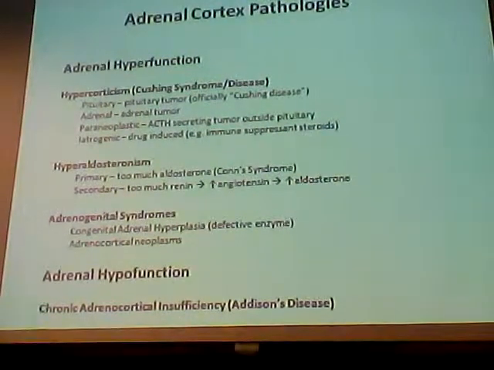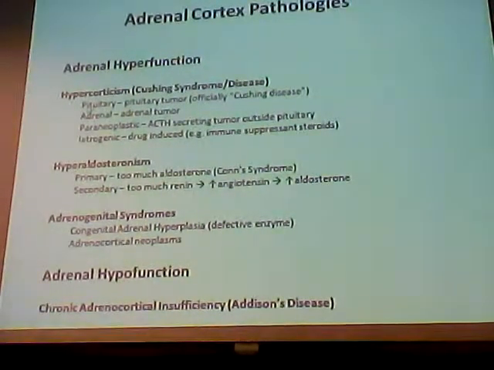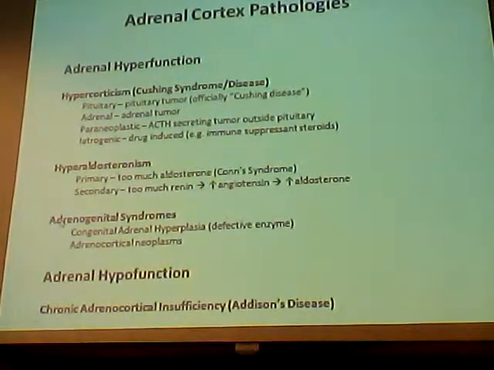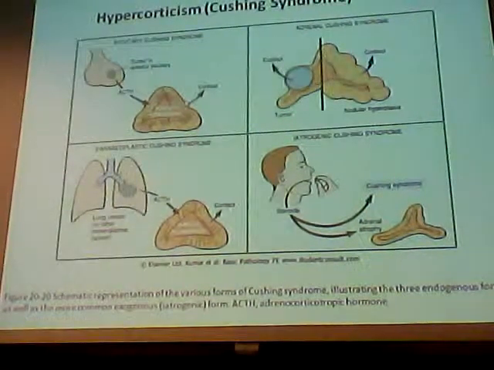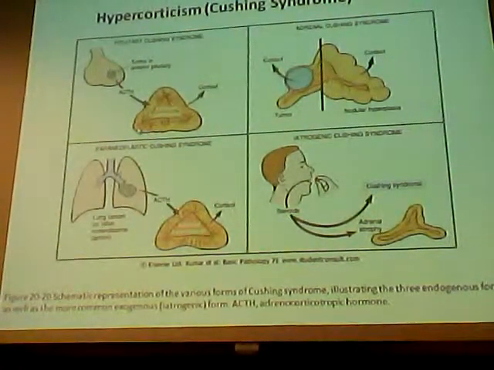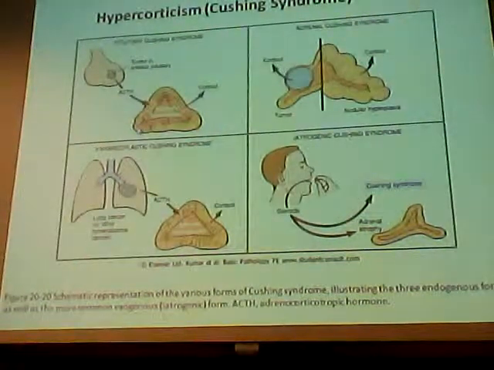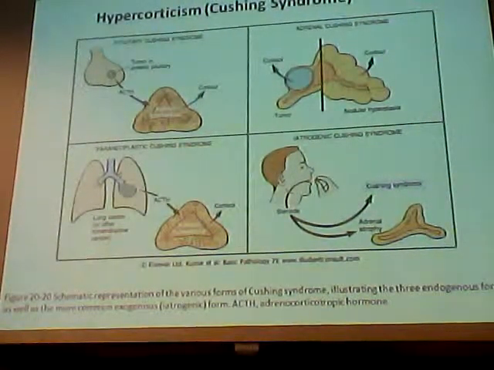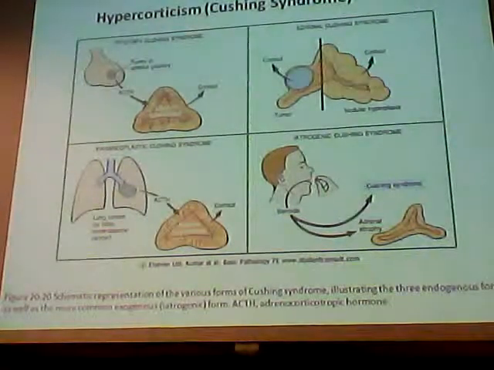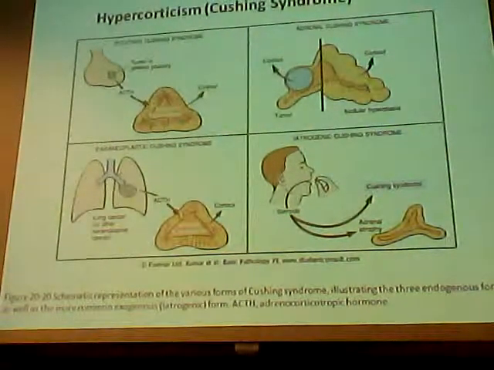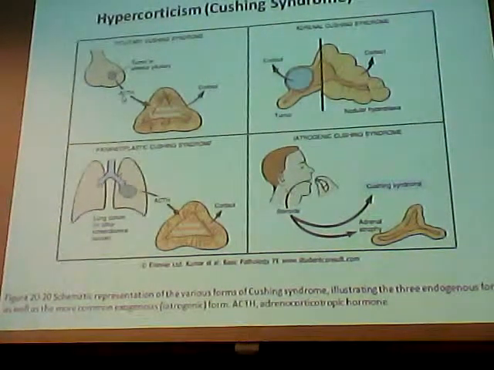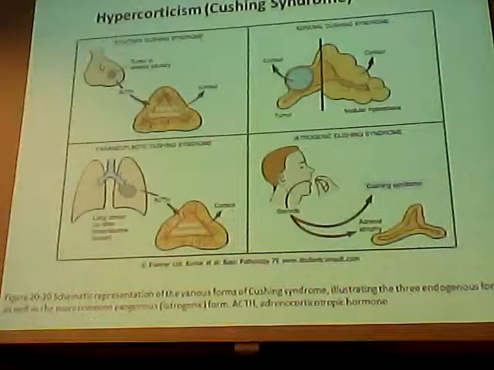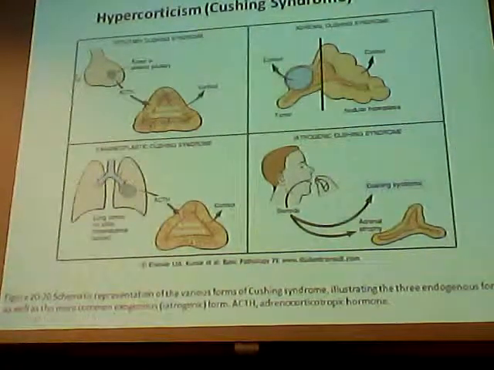Adrenal cortex pathologies, you can have hypercorticism, like Cushing's, hyperaldosteronism, or adrenal cortex syndrome. With Cushing's, remember there are 4 different causes. If you stimulate the cortex from the ACTH, the tumor is in the anterior pituitary. So too much ACTH, and even if you produce the cortisol, it won't stop the feedback mechanism.